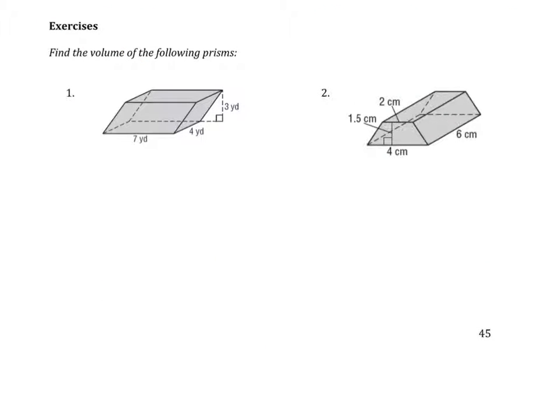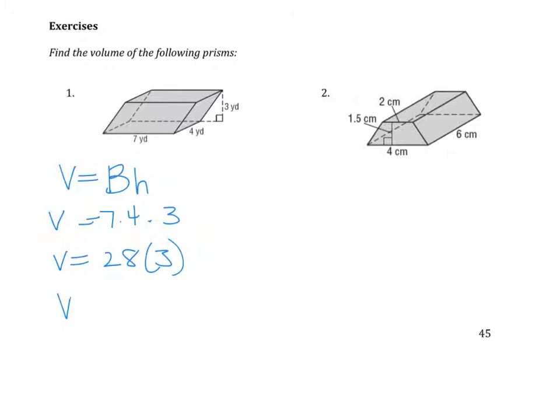So for these exercises, we want to find the volume of the following prisms. So we know that volume is three-dimensional, and we're going to have to find the area of the base, which is 7 times 4, and that's times height of 3. And we get a volume of 84 cubic yards.